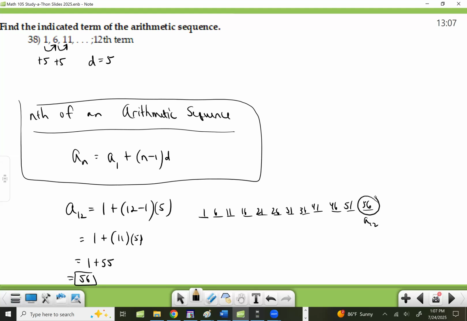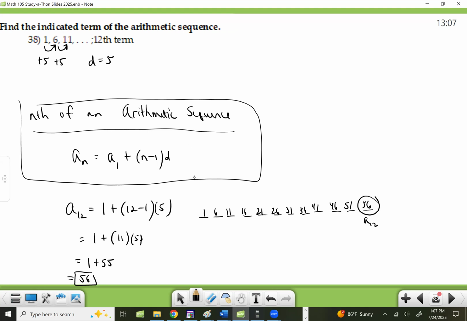Boom, right? Hopefully they don't ask for like the 37th term. But if it's just the 12th, heck, I can add 5 till I get to the 12th term. So that's your backup plan. It's uglier, so I call it plan B. Try to have your plan A here.